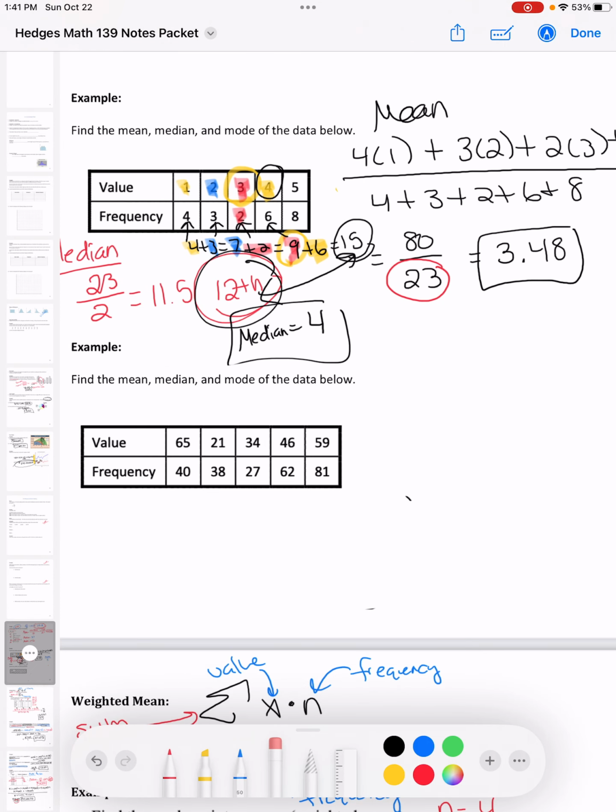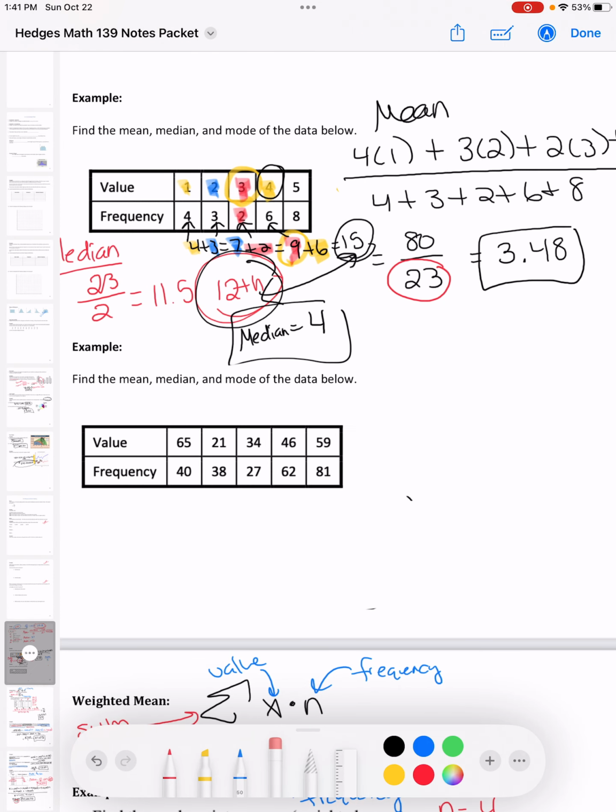So I've got another one, and I'm going to let you guys try it in just a second. This table down here is going to work similar, except the frequencies are much larger. In fact, this one has 248 numbers in its list. So we do not want to list them out like I was able to do at the very beginning of our last example.